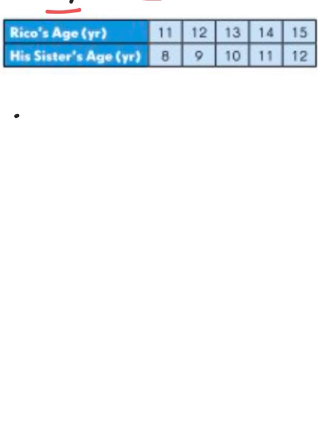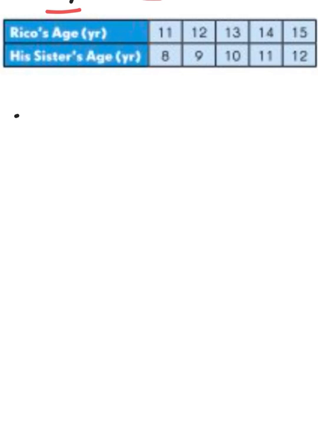What's the relationship? If I were to ask you, give me a sentence and tell me the relationship between these two number patterns. Look at what's going on between 11 and 8, 12 and 9, 13 and 10, 14 and 11, 15 and 12. When Rico's 11, his sister is 8. My rule here should be to get Rico's sister's age, subtract 3 from his age. So 11 minus 3 is 8, 12 minus 3 is 9, 13 minus 3 is 10.